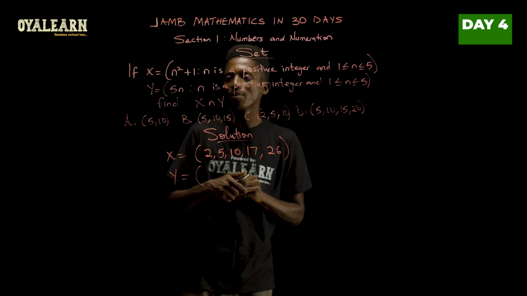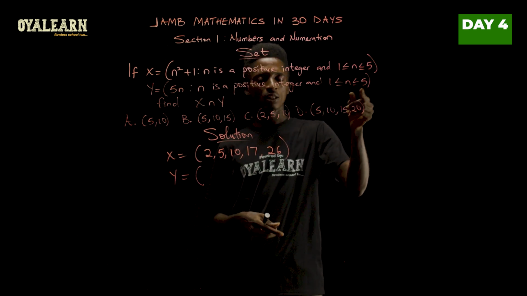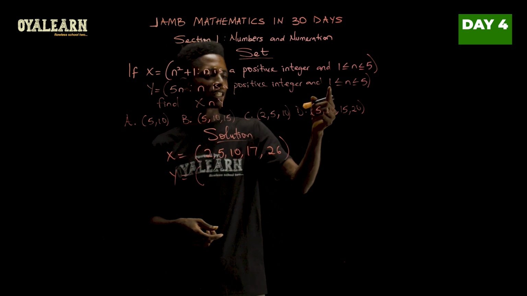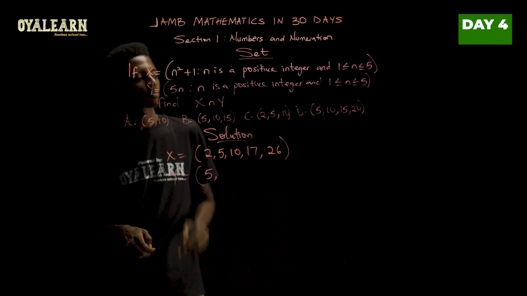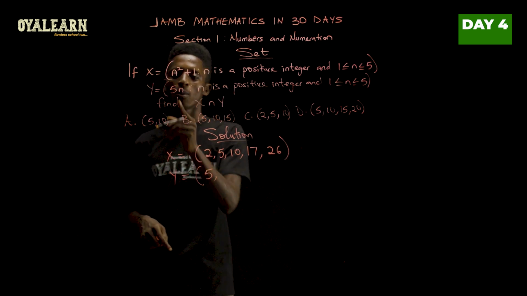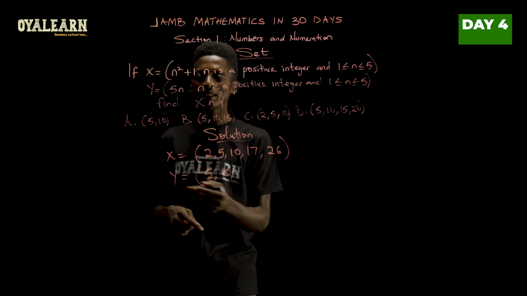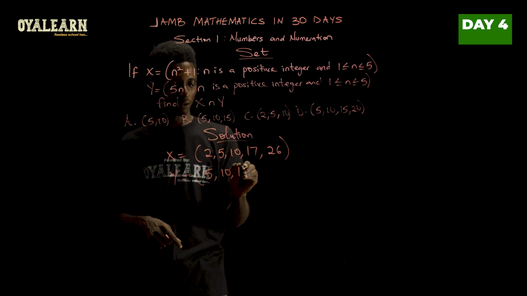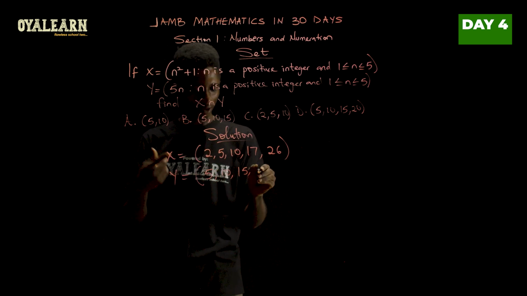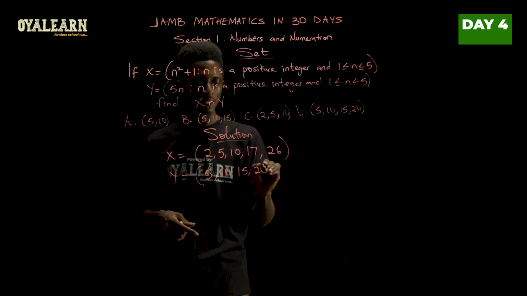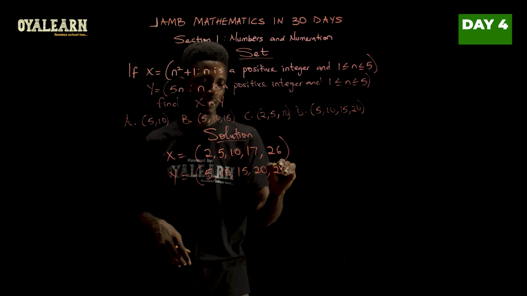So we'll apply the same thing, but this time for 5n, where n ranges from 1 to 5. When n is 1, we'll just have 5 times 1, which will give us 5. When n is 2, that will be 5 times 2, that's 10. When n is 3, we'll have 5 times 3, which is 15. When n is 4, it will be 5 times 4, which is 20. And then when n is 5, it will be 5 times 5 to give us 25.